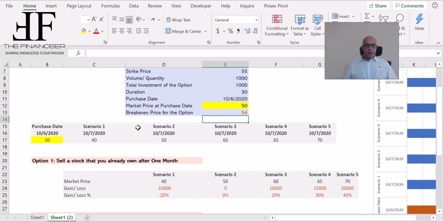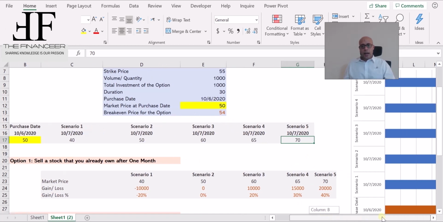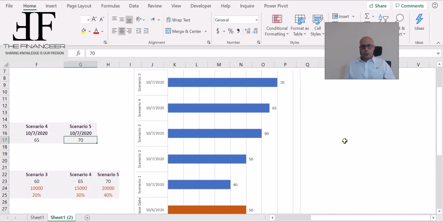Now, let's understand the scenarios that we have. We are going to work this case based on several scenarios. Scenario number one, after 1 month or during this month, we are going to assume that the market price of this stock is $40. The second scenario is $50. The third one is $60. Fourth scenario, $65. Fifth scenario, $70. So these are the several scenarios that we are going to work on in order to calculate the gain and loss. And I included all of these scenarios here in this nice chart.